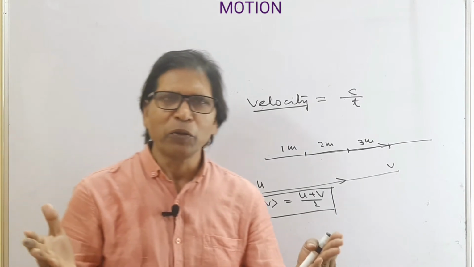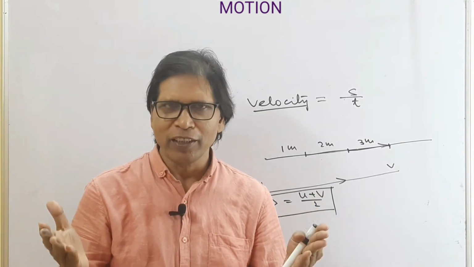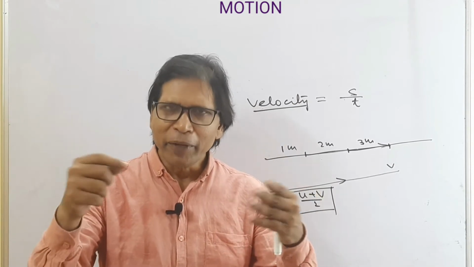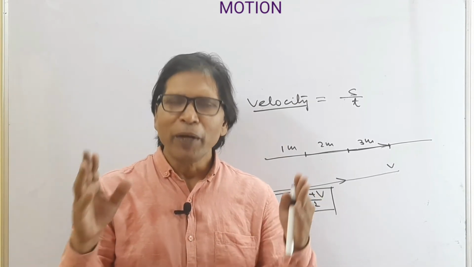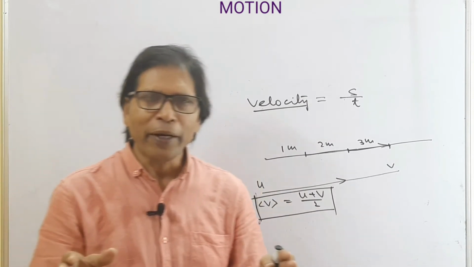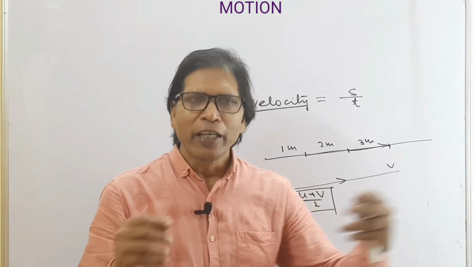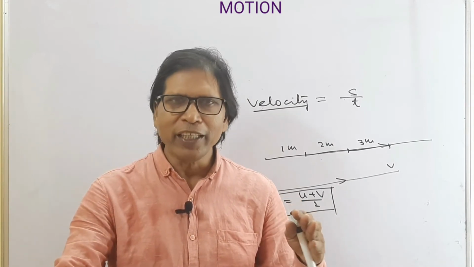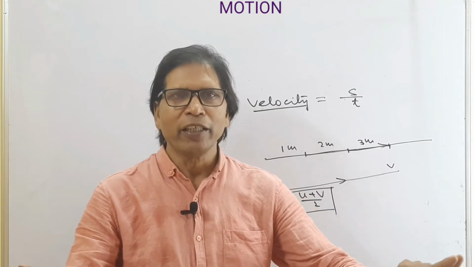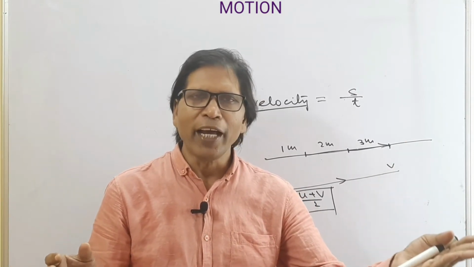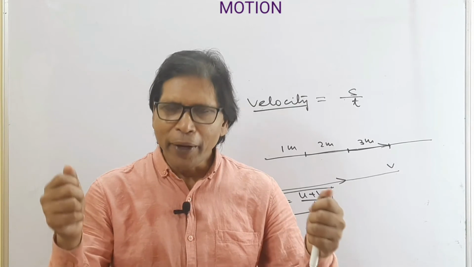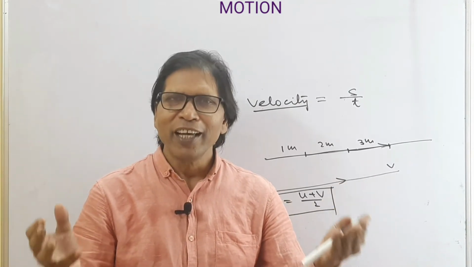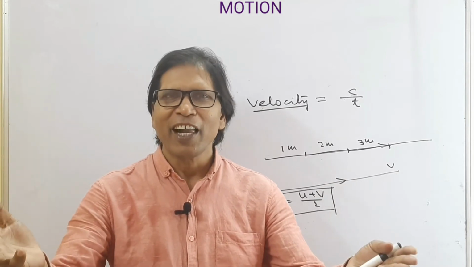Now, difference between speed and velocity. First of all, speed is the distance traveled divided by time taken. Velocity is the distance traversed in a given direction divided by time taken. Speed is a scalar quantity, velocity is a vector quantity, as it has both magnitude and direction. Average speed can never be 0, but average velocity may be 0.